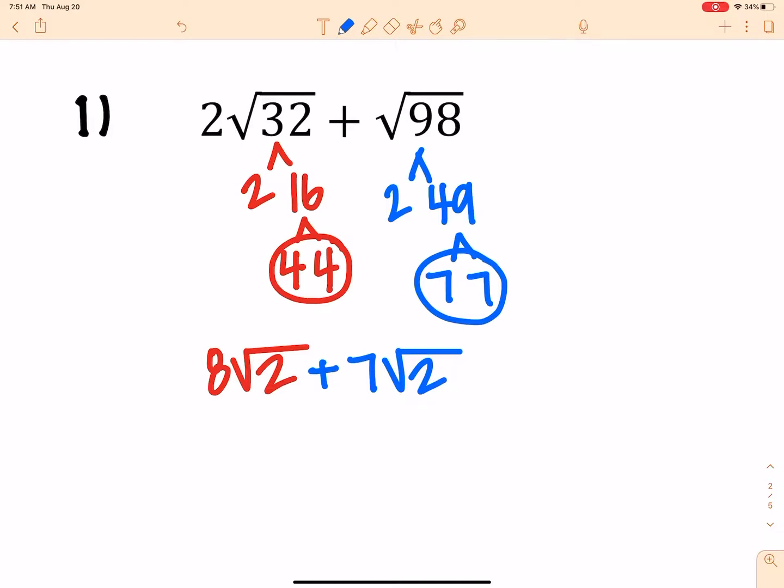So just think of it as a variable. If this was 8x plus 7x, you would say this is 15x, right? But instead of having x's, they just have the same radical. So it's just 15, and you don't add this to make it like square root of 4. You just leave it as 15 rad 2 as your final answer.